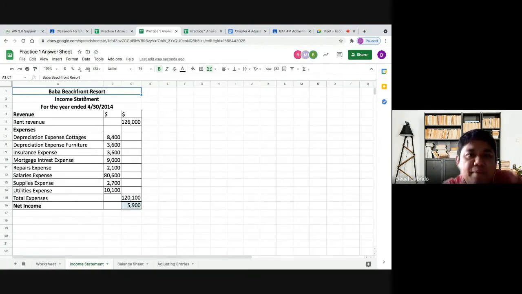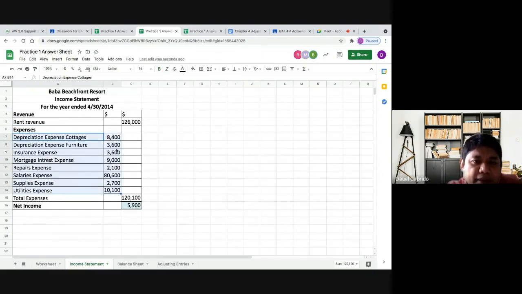Look at this one. Baba Beachfront Resort. And then you put the heading, Income Statement, for the year ended April 30th, 2014. You have to start with revenue because there is only one revenue here. I just put it on the very right. You may put it in the very first, but sometimes it's okay to extend it on the very right. That's fine. And then expenses, we have alphabetical order, guys, depreciation going down to utilities.